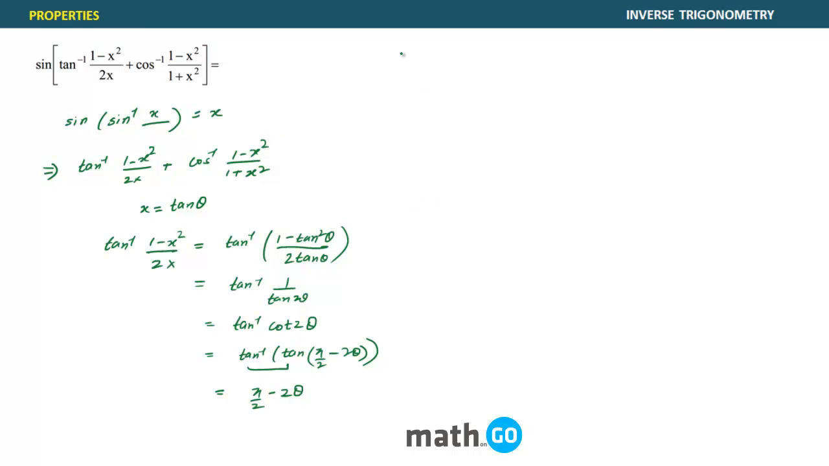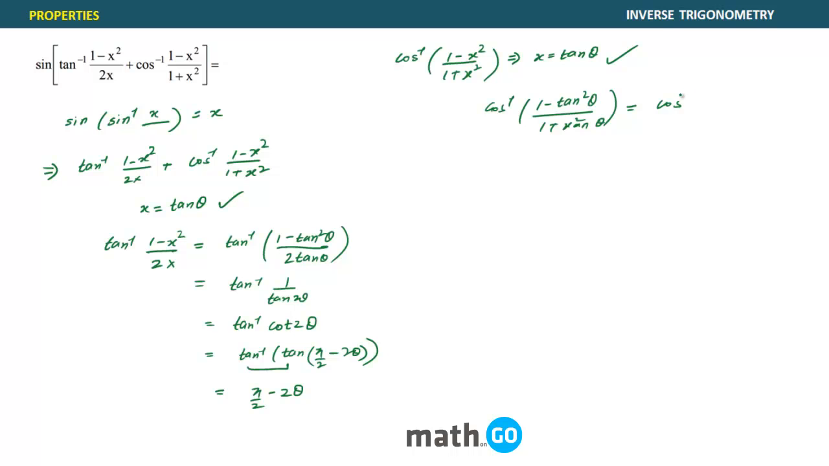Let's solve the other component, that is cos inverse of (1 minus x square) upon (1 plus x square). Let's see what the value is. If you put x equal to tan theta here also, because you have substituted x equal to tan theta there, so the same should be done here. So this is cos inverse of 1 minus tan square theta upon 1 plus tan square theta, again a very standard formula. This is nothing but cos inverse cos 2 theta, which is nothing but 2 theta again, right?